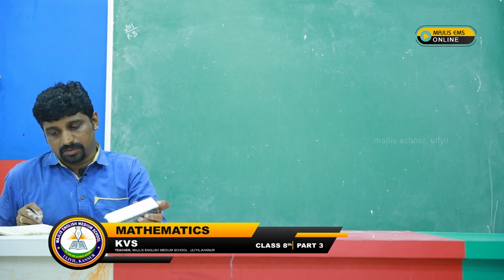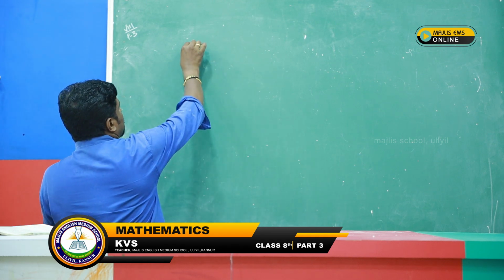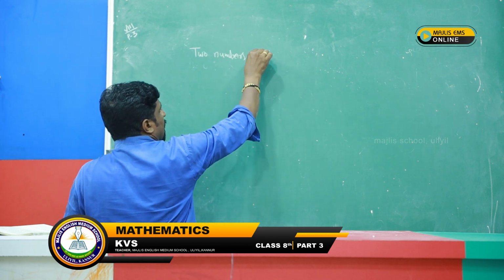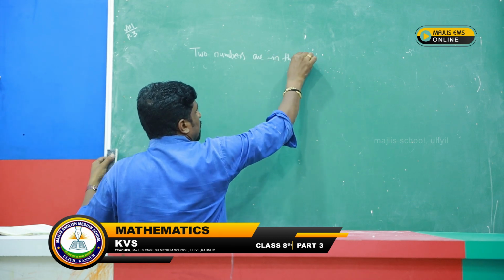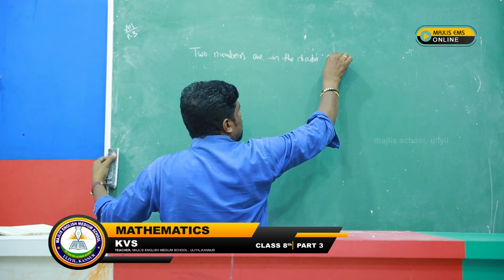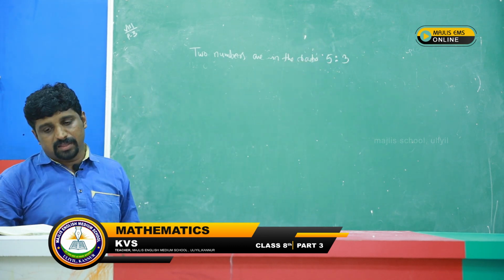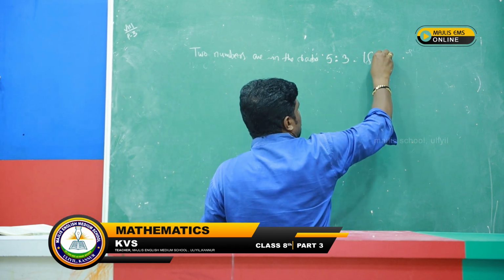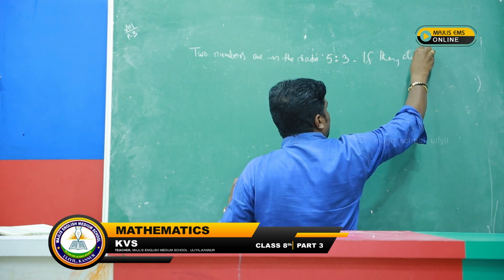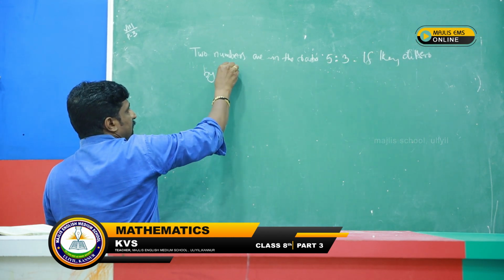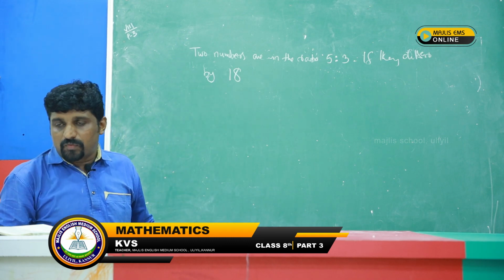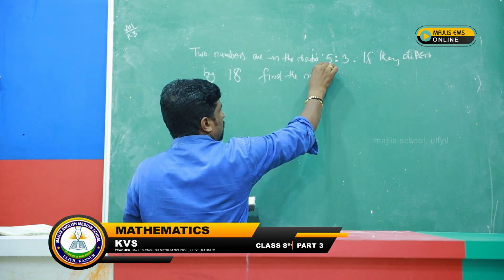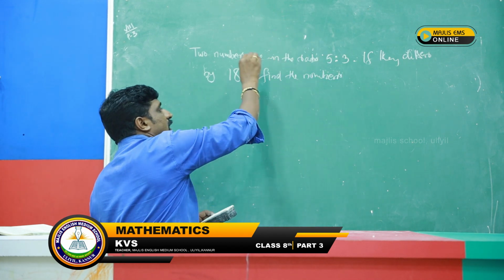The next question is like this. Two numbers are in the ratio 5:3. If they differ by 18, find the numbers. We need to find the numbers.